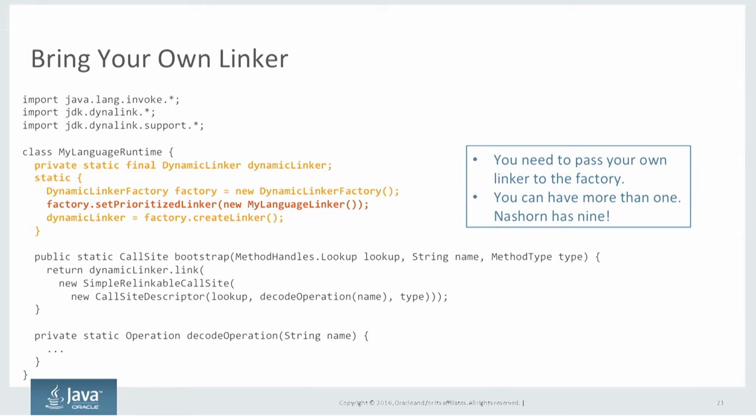Okay, the dedicated linker implements the guarding dynamic linker interface. And as we see here in the red line, a dedicated linker can be added to the set of linkers that are available from the dynamic linker factory. It is definitely possible to have more than one linker in a system. In Nashorn, we use 9 of them.